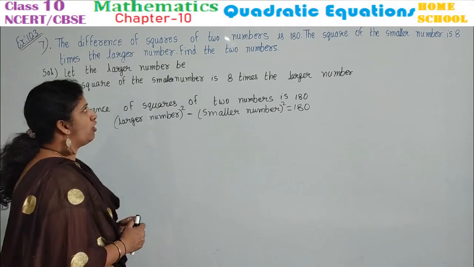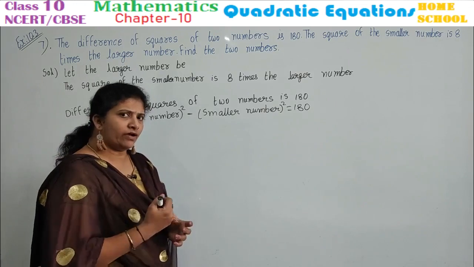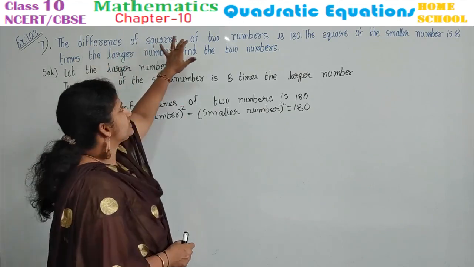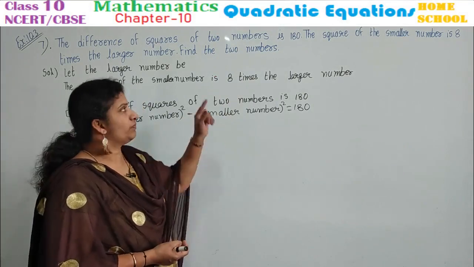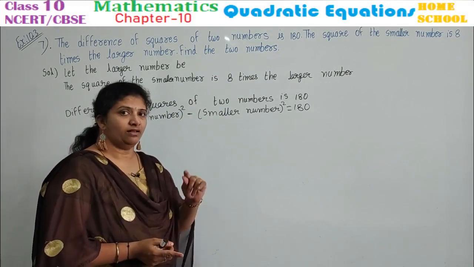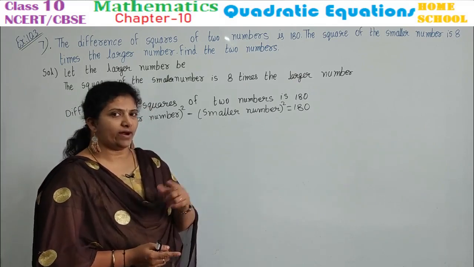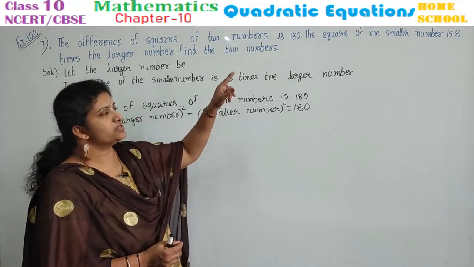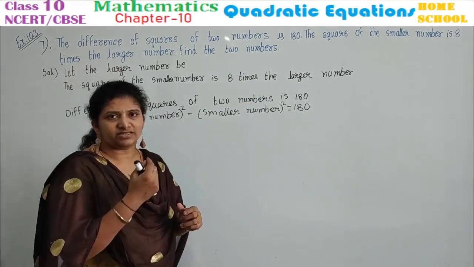The difference of squares of two numbers is 180. What are we talking about here? We are talking about two numbers. The difference of squares of two numbers is 180. What are those two numbers? We don't know. One is a smaller number, one is a larger number. They are given in the statement. The square of the smaller number is 8 times the larger number.